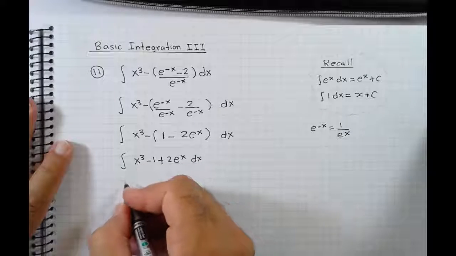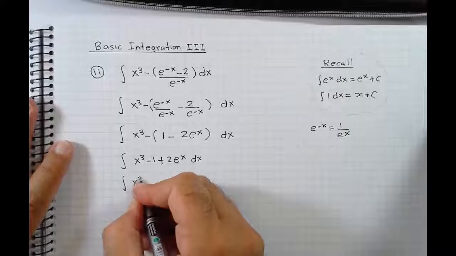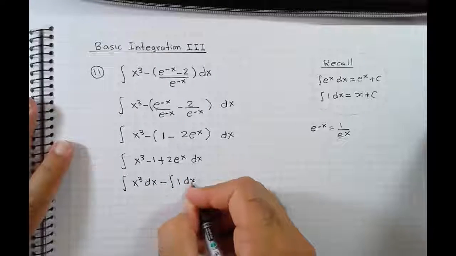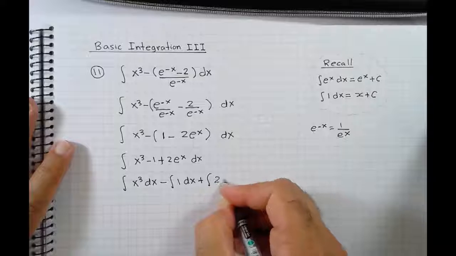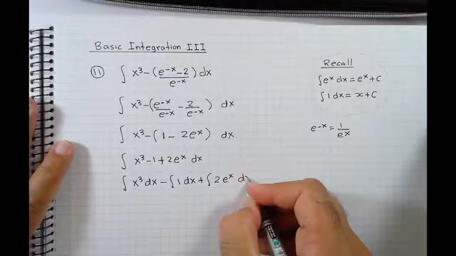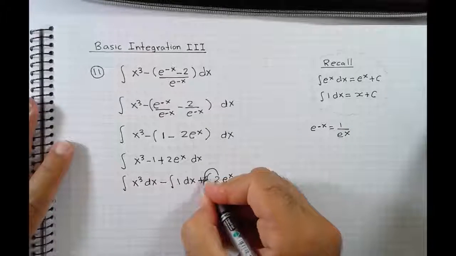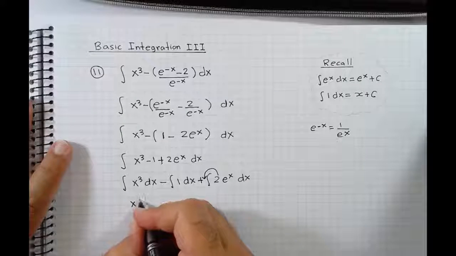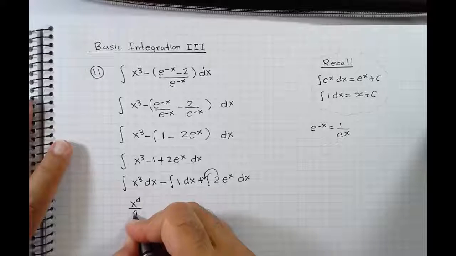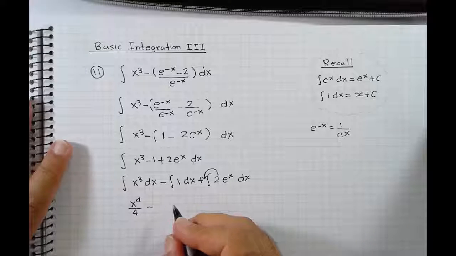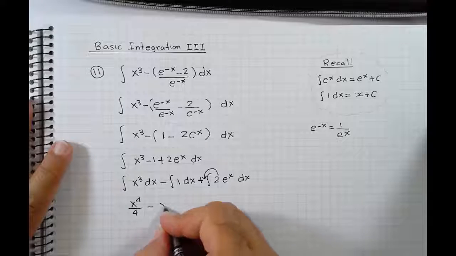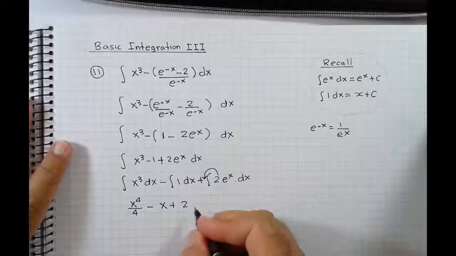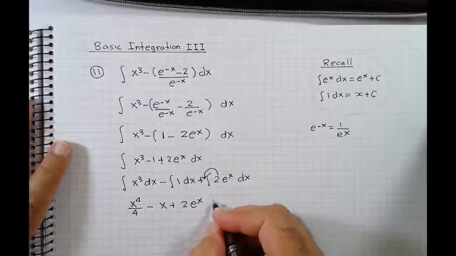Now let's integrate term by term. That will be integral x cubed dx minus integral 1 dx plus integral 2 e to the x dx. This 2 can pass right through the integral because it's a constant. So integrating term by term, we get x to the 4th over 4, reversing the power rule, minus, what is a function whose derivative is 1? That is x. Plus 2, and the integral of e to the x is just itself, e to the x, plus c.